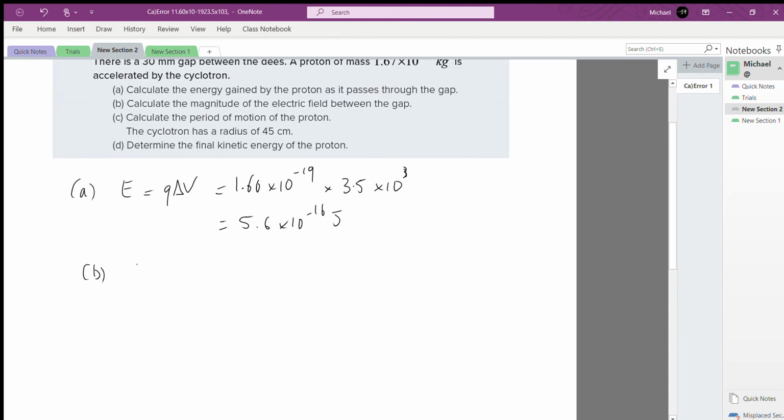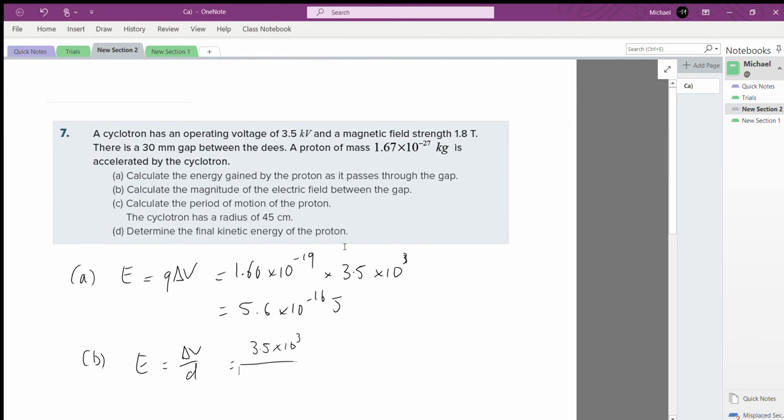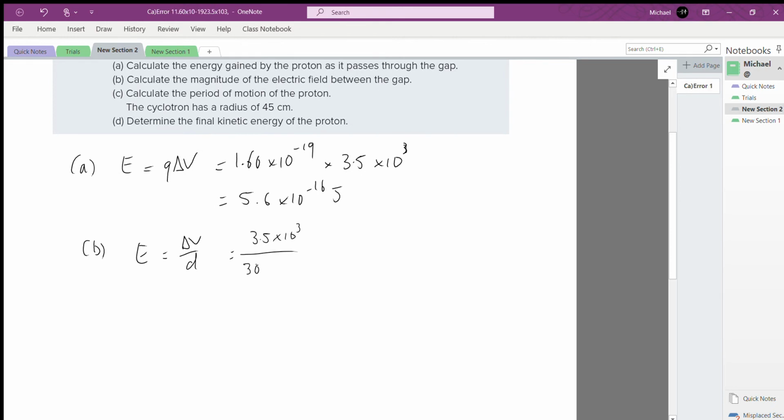So here, just using E equals delta V on D, remembering this is a different E to the one in the question above. So here we have the voltage is 3.5 kilovolts. And the distance between the gap is 30 millimeters, so remembering to include the scale factor of 10 to the minus 3. And if we substitute that into our calculator, we get 1.17 times 10 to the power of 5 volts per meter, which will make 1.2 to keep the correct number of significant figures.